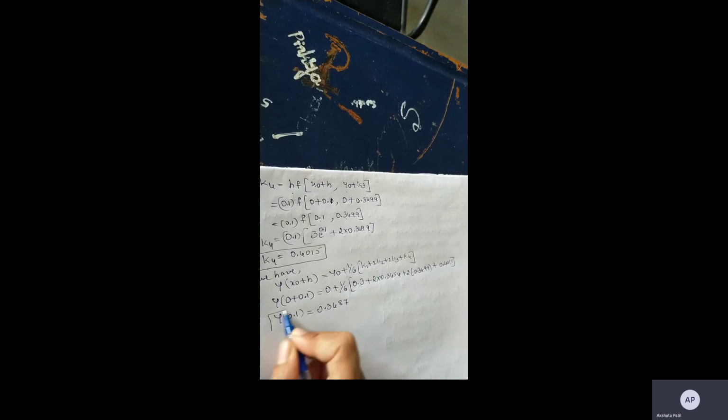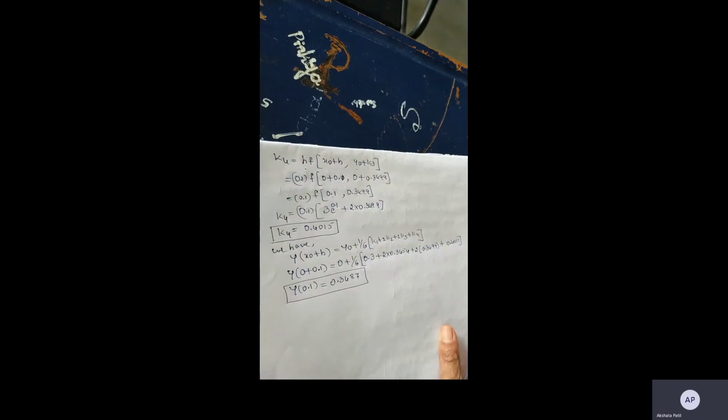Now simplify it, you will get here y of 0.1 value, which is equal to 0.3487, the required solution of the given differential equation dy by dx equal to 3 into e raised to x plus 2y by using the Runge-Kutta method of fourth order. I hope you understand this example, example number 4. Now let us solve one more example here. So write it down, example number 5.